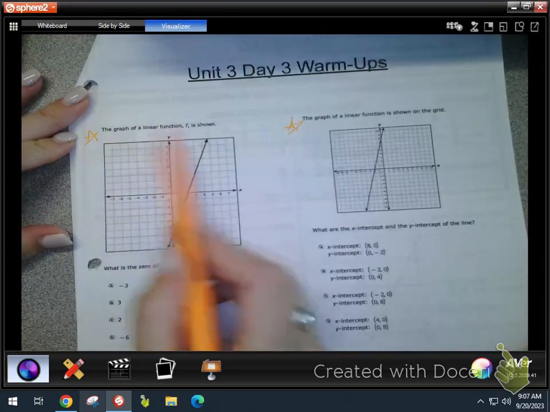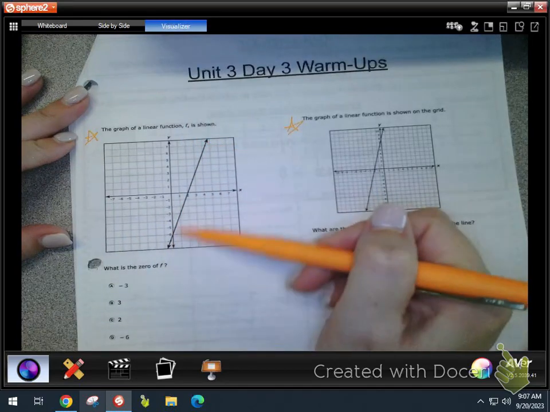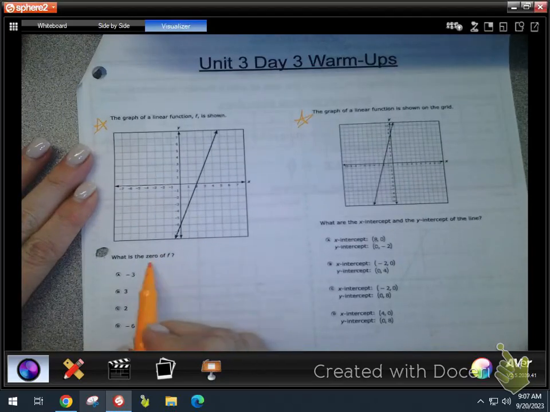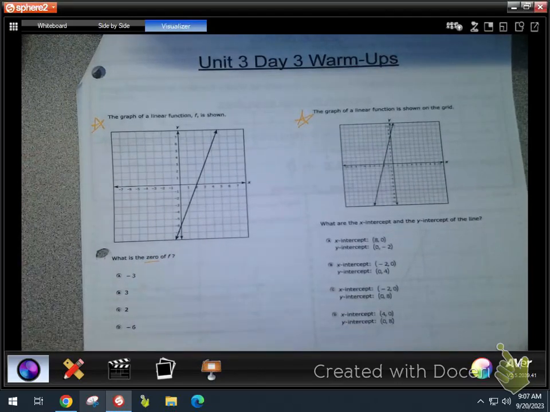So they said the graph of a linear function f is shown. So they drew a line for you. There it is. They named it f. Beautiful. What is the zero of f? This is what makes this question hard, I feel like, is the vocab. Do you know what a zero is? We do. That's an x-intercept.